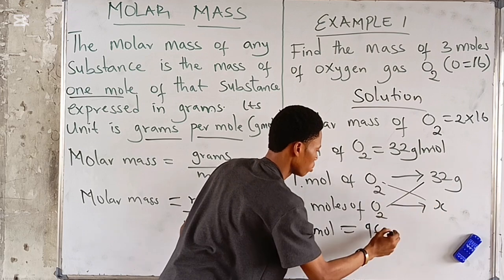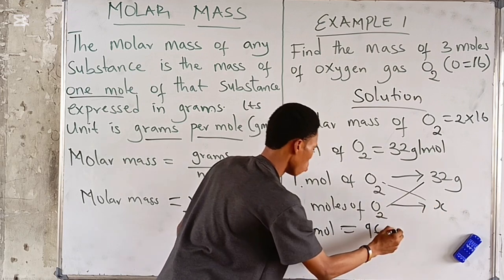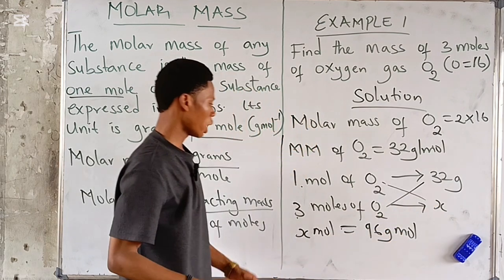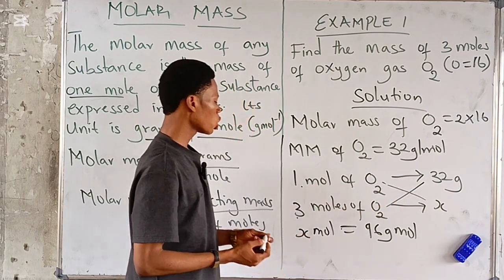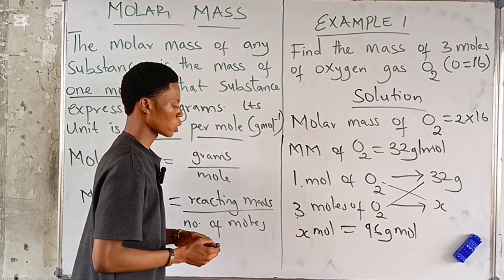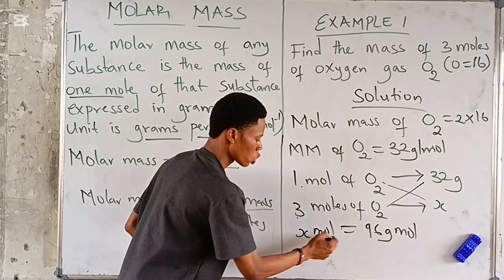96 grams per mole. If you look at this, we are multiplying, so we are not dividing, right? Now at this point, what are we looking for? We are looking for X, right? We are looking for X, not X mole.